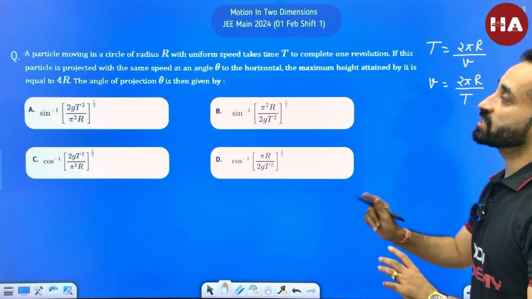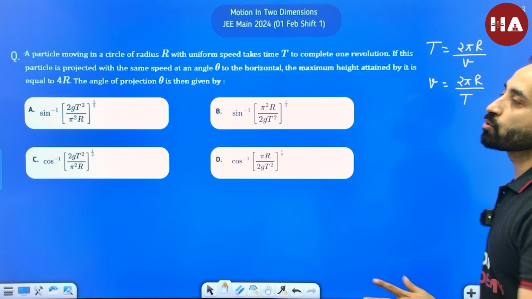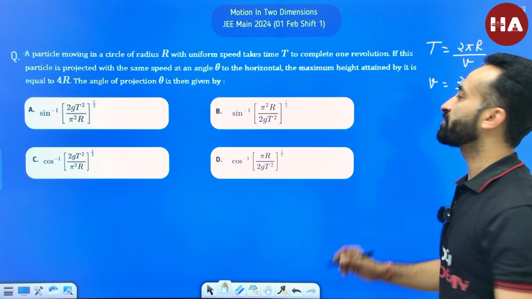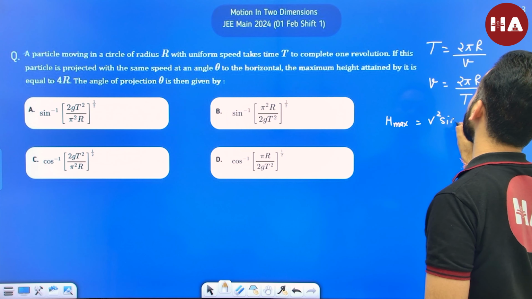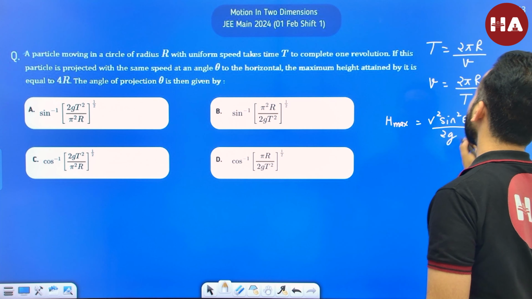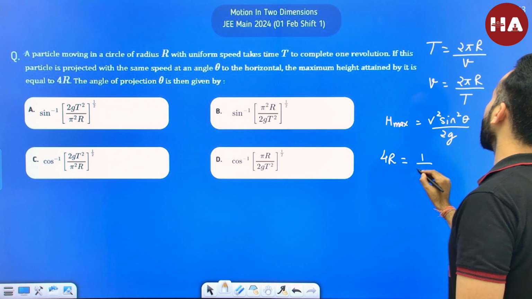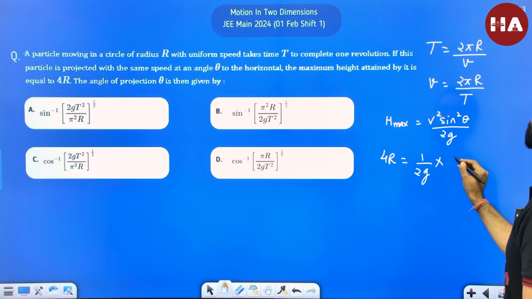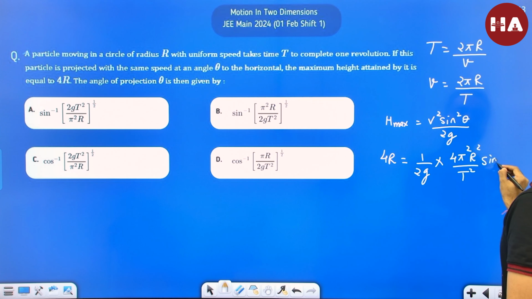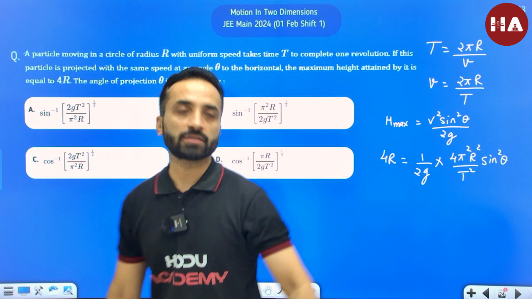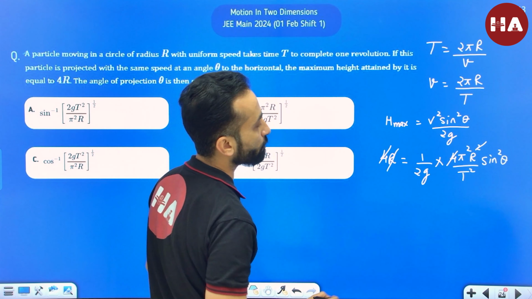If this particle is projected with the same speed at an angle theta, the maximum height attained is equal to 4 times that radius, 4r. So let's do that. H max equals v square sine square theta over 2g, and this H max is given to be 4 times r, and this is like 1 by 2g, and instead of v square I will write 4 pi square r square divided by t square into sine square theta. So I've done my bit. I've just substituted the values. 1r and 1r factor cancels out, 4 and 4 cancels out.